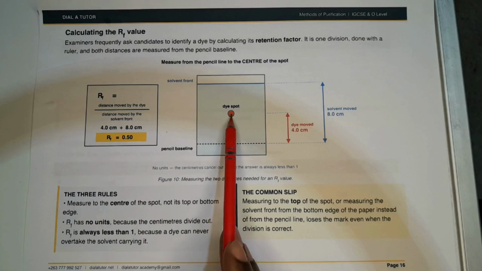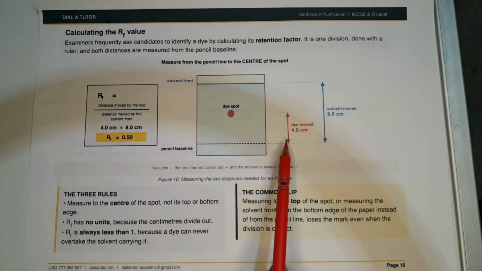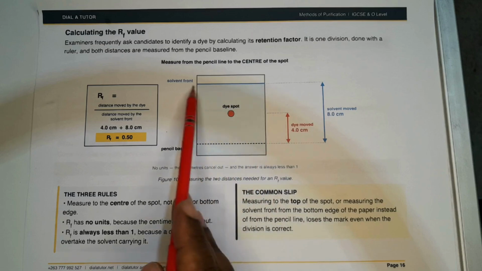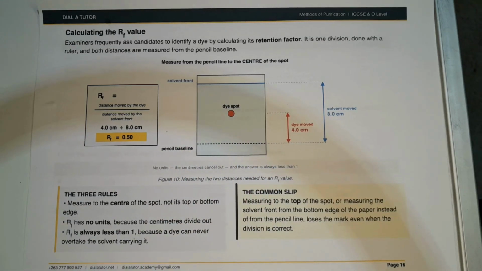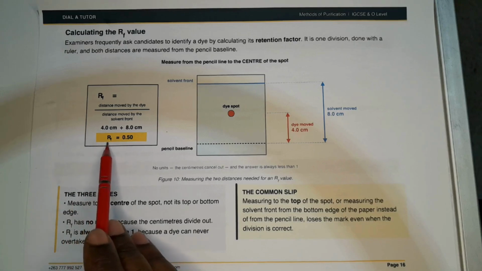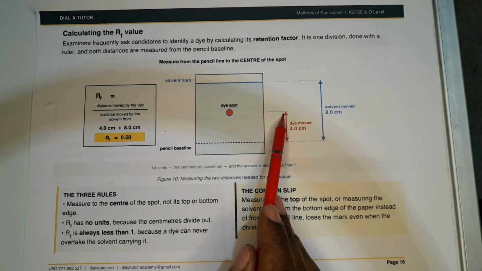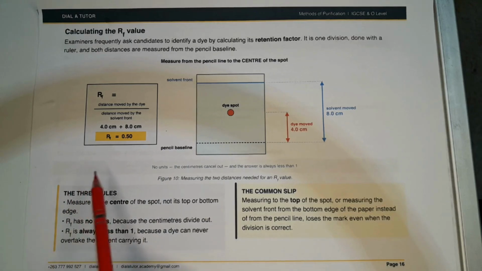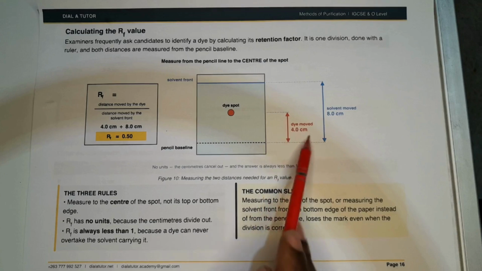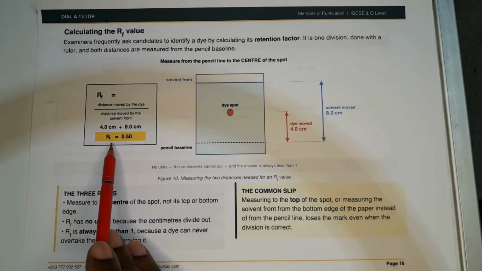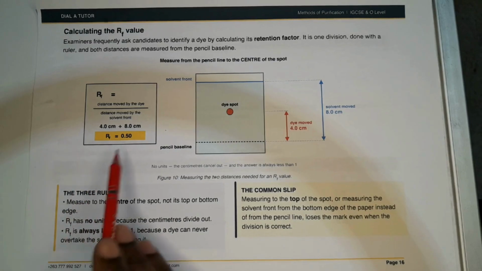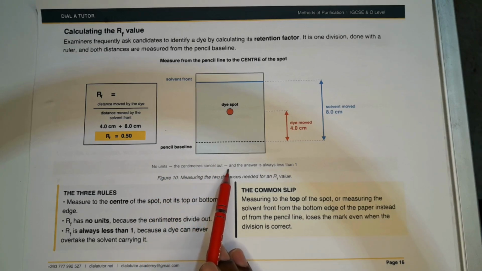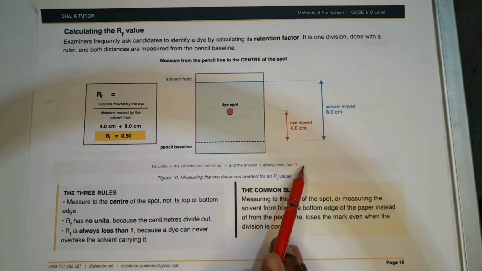Now let's have a look at this red spot. This red spot has moved a distance of 4 centimeters, yet the solvent front has moved a distance of 8 centimeters. Alright, so hence RF is going to be the distance moved by the dye, 4 centimeters, over the distance moved by the solvent, and as a result we end up having 4 centimeters divided by 8 centimeters, as the working shows. Hence the retention factor is 0.5. Take note that there are no units, the centimeters cancel out each other, and the answer is always less than 1.